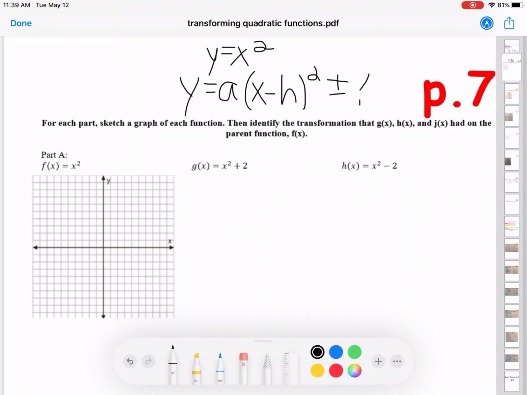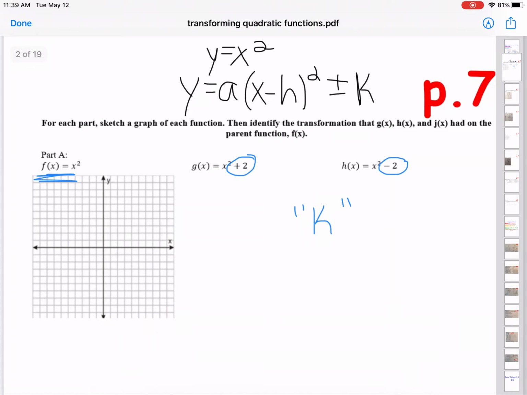And the way that we're going to transform that is by using the following function: y equals a(x minus h) squared plus or minus k. In these three activities, A, B, and C, we're going to see how transforming a, h, and k affects our graph. You'll notice in part A, the two transformations they were making from the original parent function is adding 2 on the end or subtracting 2 on the end. So we're changing in this first part our k value.